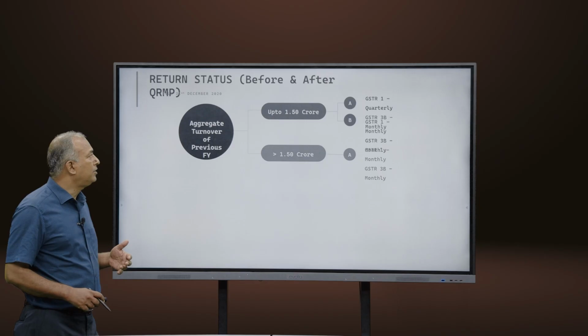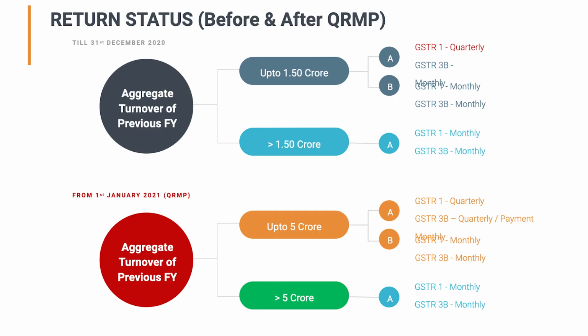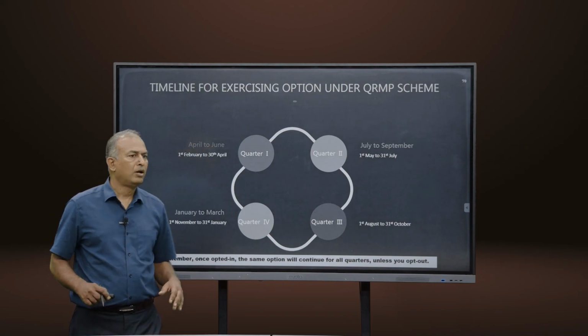Now, what is the return status? It is a little jumbled, please bear with me, but I have already explained up to 1.5 crores and greater than 1.5 crores. For GSTR 1, a monthly and a quarterly option is available, whereas from 1/1/2021, it will be up to 5 crores and greater than 5 crores. Now, this is the option.